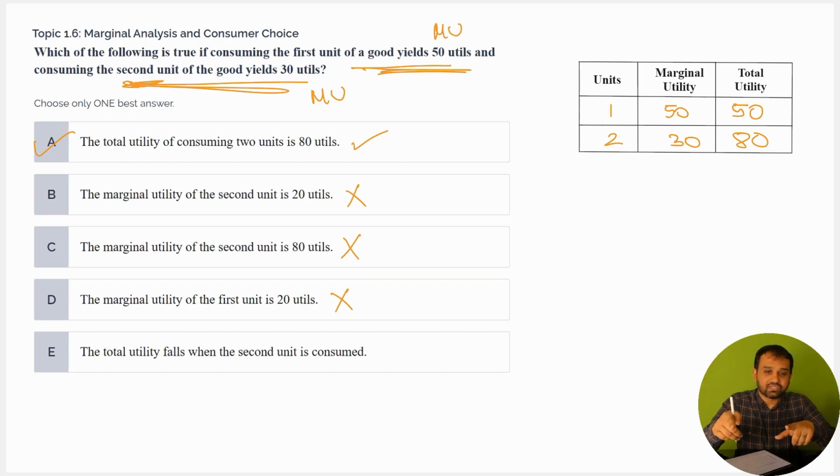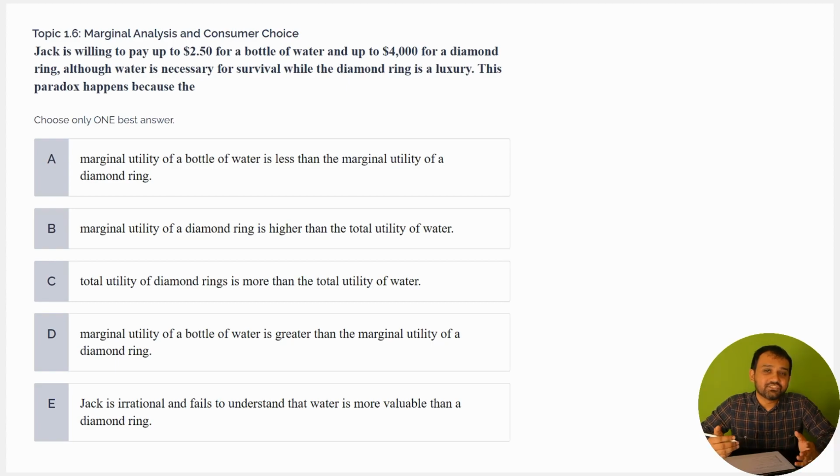So as we can see, the marginal utility from the second unit, although it's lower than what they got from the first unit, it is still positive. So therefore, total utility did not fall when the second unit is consumed. Thus, E is also incorrect. The situation described in this question has a name.